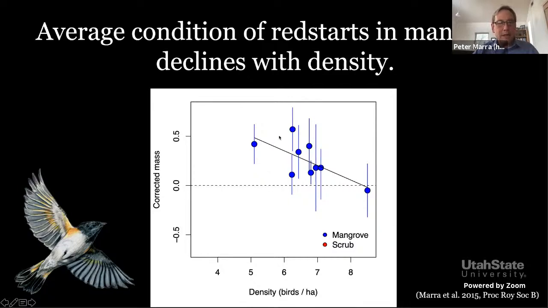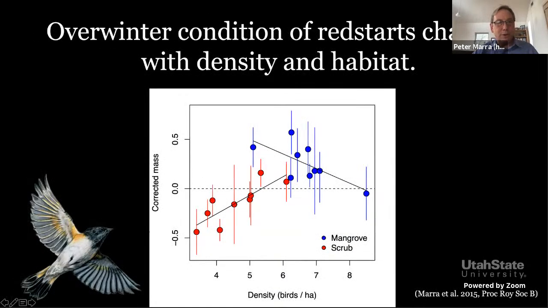And in mangrove habitat, sure enough, as density increases, the corrected body mass of birds goes down, as we would have predicted with density. But not the case in scrub, which is quite interesting. In scrub habitat, as density goes up, corrected body mass actually goes up as well. And it only barely goes above the zero line in the really high density years, at least high density years for scrub. And our interpretation of this is that in scrub, birds are just trying to settle at the carrying capacity of the environment.